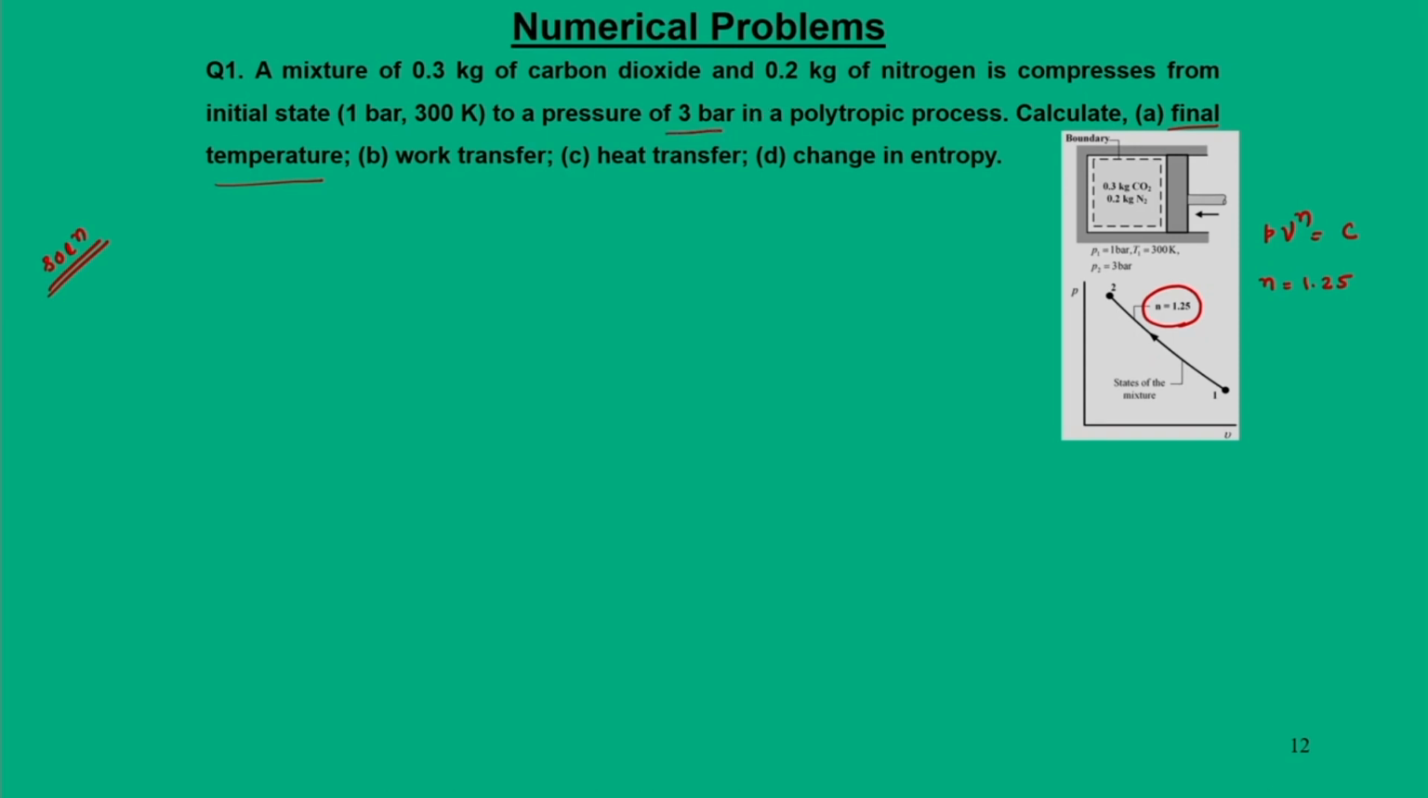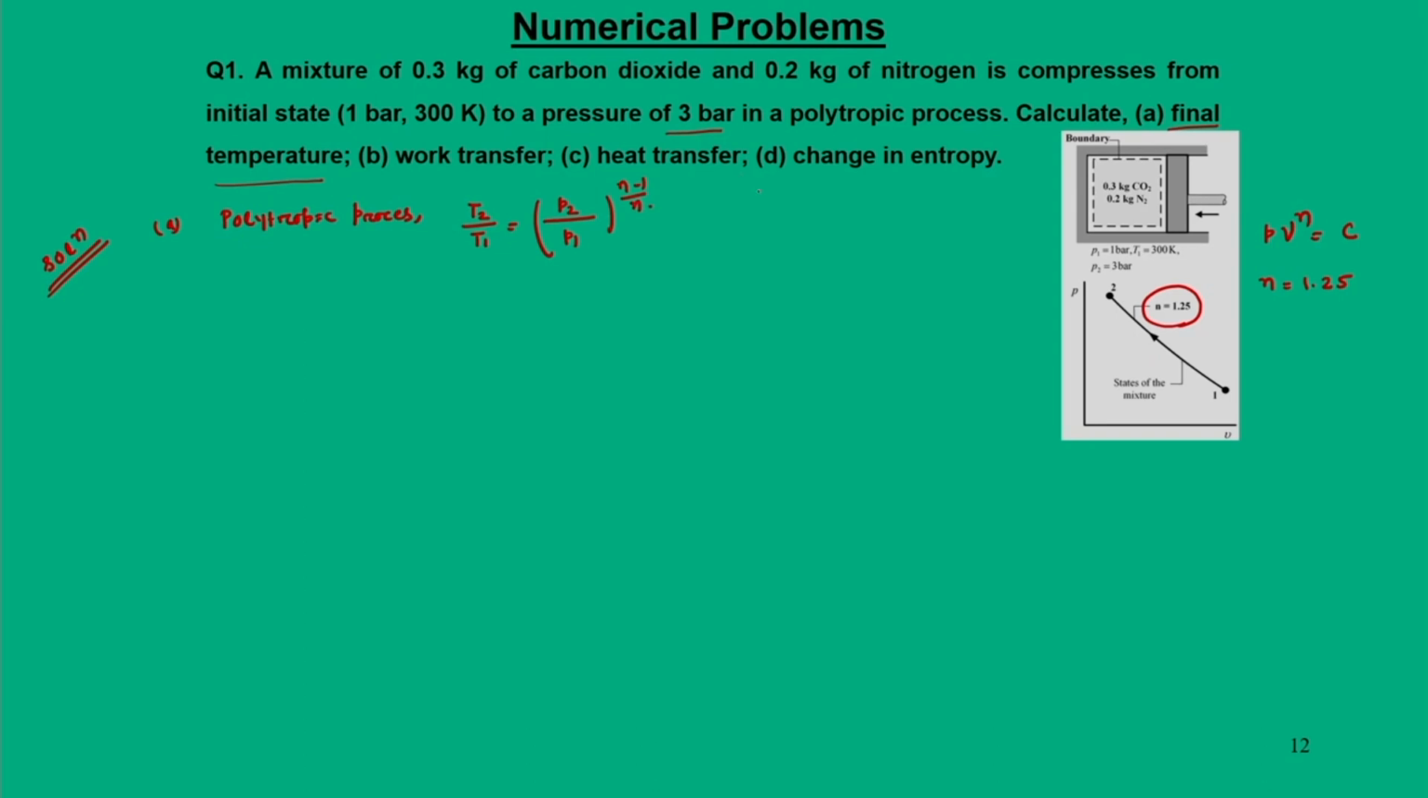Now, to do this final temperature calculation, for a polytropic process which satisfies Pv to the power n is equal to constant, we can write T2 by T1 is equal to P2 by P1 to the power n minus 1 by n.